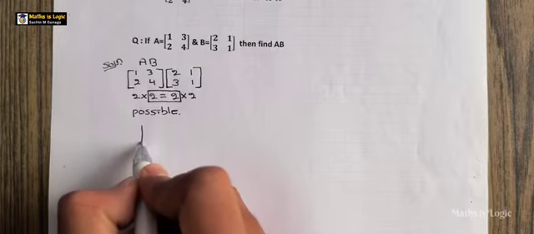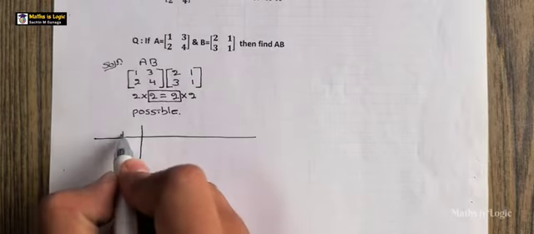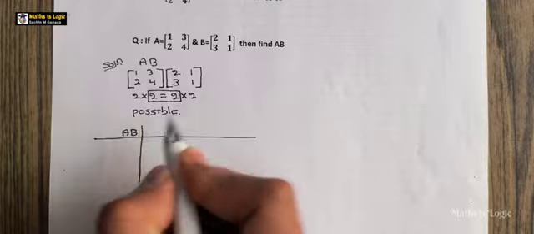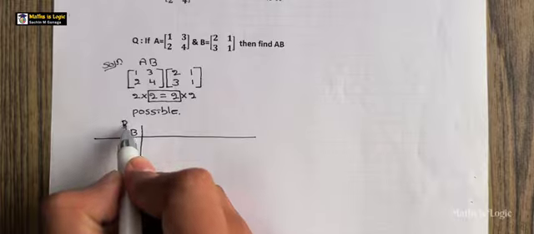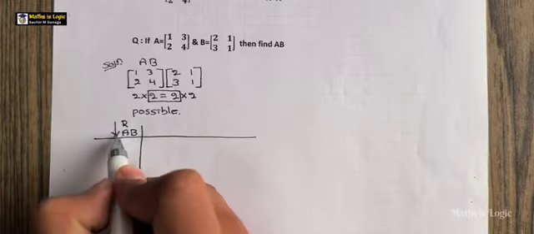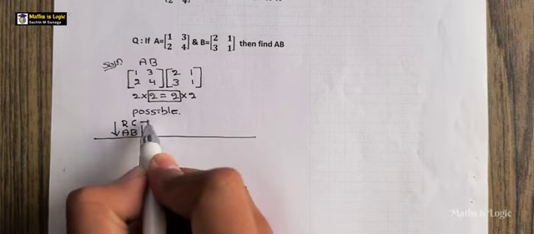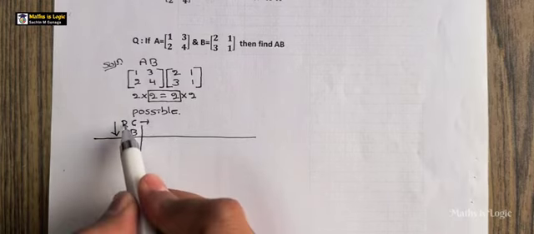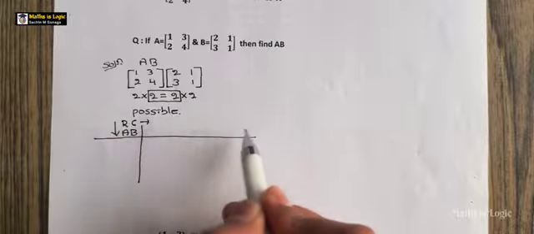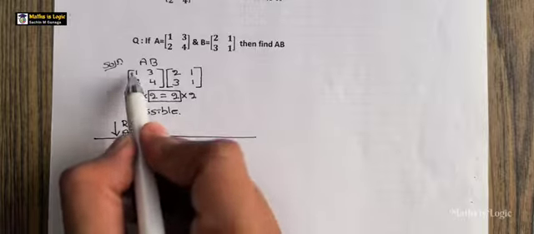So now put the line, then in this corner write AB, because we are finding which value here, AB. At the top mention R, here an arrow mark. R indicates row, C indicates column. In this part we need to write the A matrix rows, and in this part the B matrix columns.